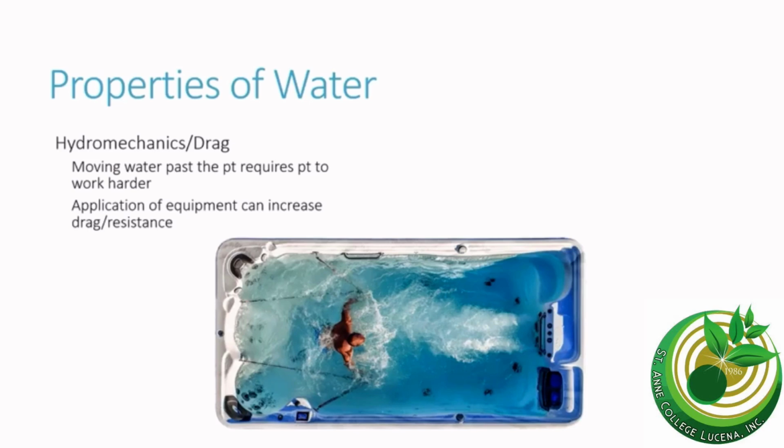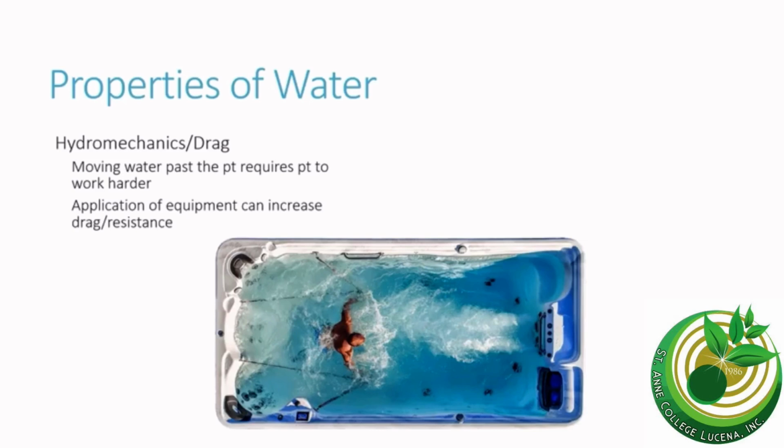Right, so this is why swimmers train swimming into jets. A lot of therapeutic pools are going to have that jet feature. And so we can turn the jets on the patient and have them just try to maintain their balance, right? So the jets are going to kind of knock them off balance. That's going to be our perturbations for the patient. Or we can turn the jets on and have them walk into the jets to increase the amount of resistance they are exerting. Also, the application of equipment can increase drag and resistance.